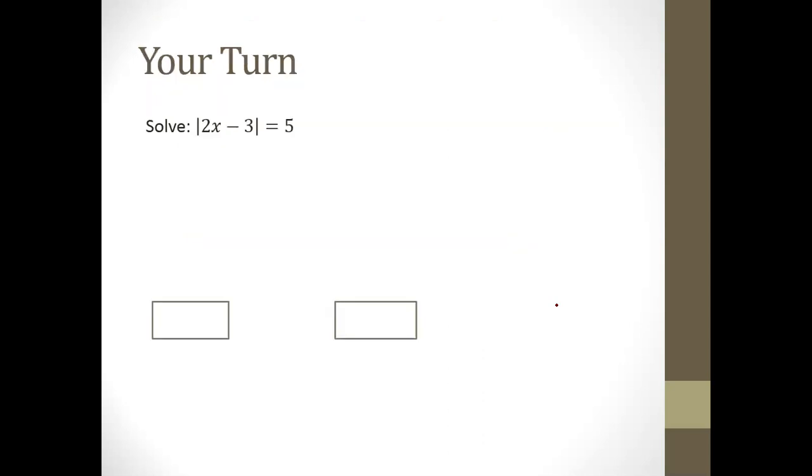Now, you try this example. I'm going to pause for a couple of seconds. I want you to write down this problem, look at your steps from the previous example, and see if you can solve this problem before we go to the answer.